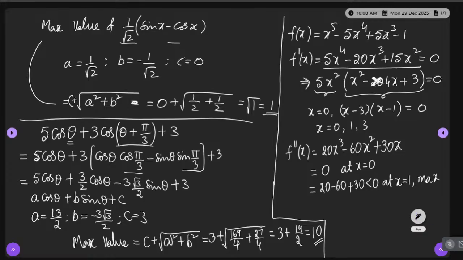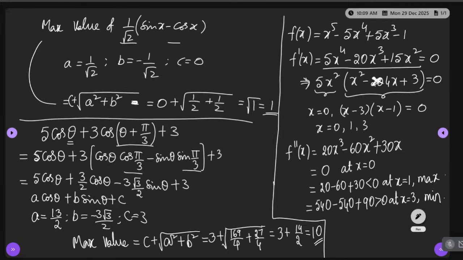And at 3: 20 into 27 is 540, minus 60 into 9, again 540, plus 30 into 3, which is 90. Greater than 0 at x equals 3. So it attains minima.